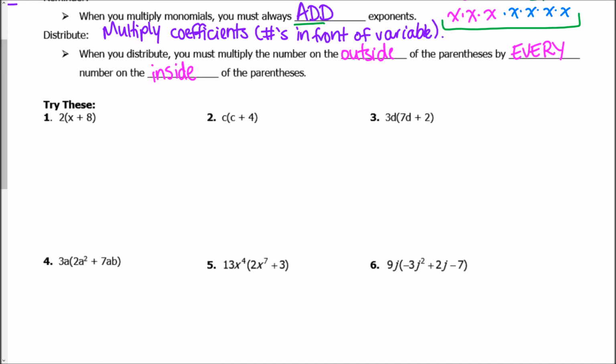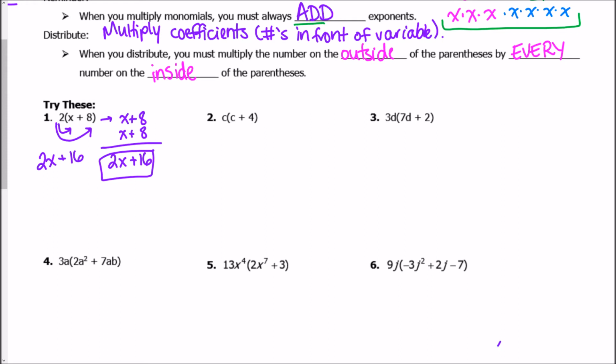So our first example is 2 times bracket x plus 8. Essentially what this is saying is we've got 2 sets of x plus 8. And when I put them together, x plus x is 2x, 8 plus 8 is 16, so I get 2x plus 16. But you can also distribute through. 2 times x is 2x, and 2 times 8 is 16. So that's a quicker, easier way of getting our answer. Okay, so that's how you do number 1.